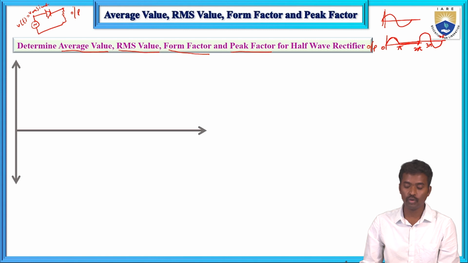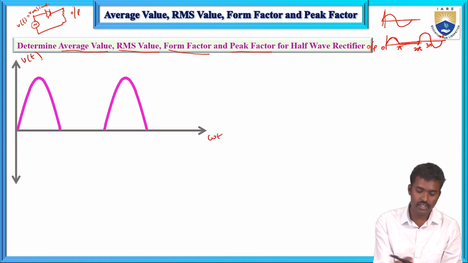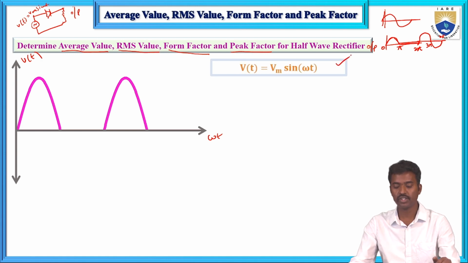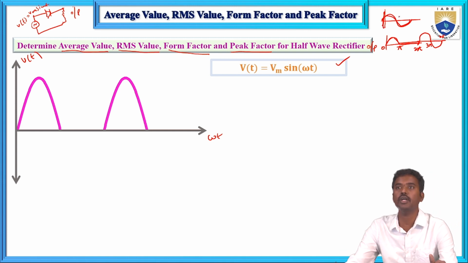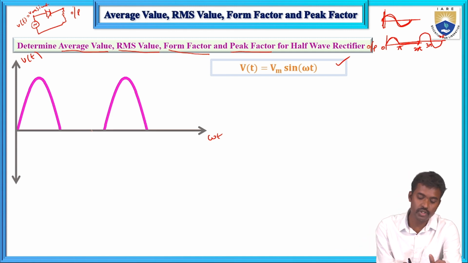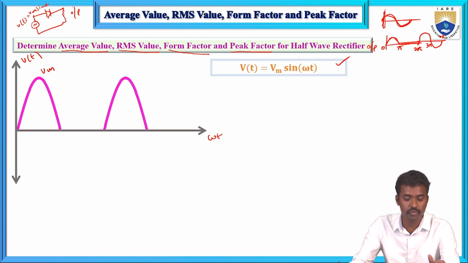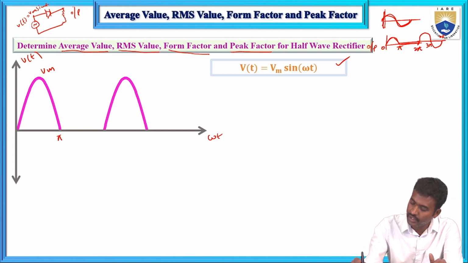Now, if you see the waveforms, this is omega t and this is V of t. V of t equals Vm sin omega t, a sinusoidal waveform, which we are giving as the input for the half wave rectifier. Next, the output waveform looks like this. This is Vm, the maximum value, peak value, amplitude, up to pi. It follows the supply voltage here.